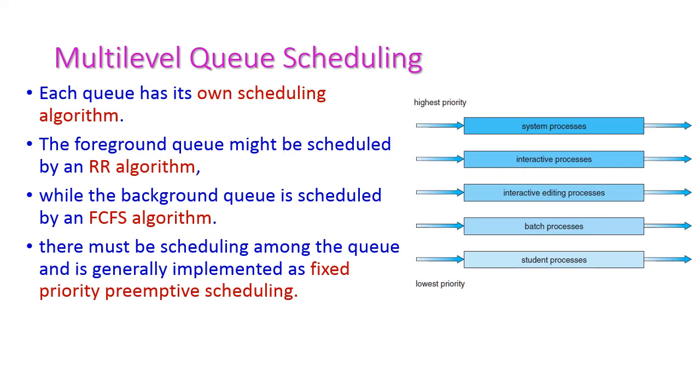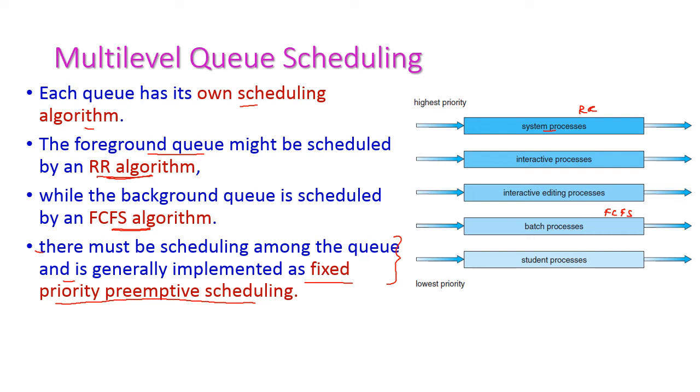Each queue has its own scheduling algorithm. Here the system process may have its own scheduling algorithm, for example round robin. The foreground queue might be scheduled by the round robin algorithm while the background queue is scheduled by the first come first serve scheduling algorithm. For example, the batch process may implement first come first serve scheduling, and there must be scheduling among queues, which is generally implemented by fixed priority preemptive scheduling.